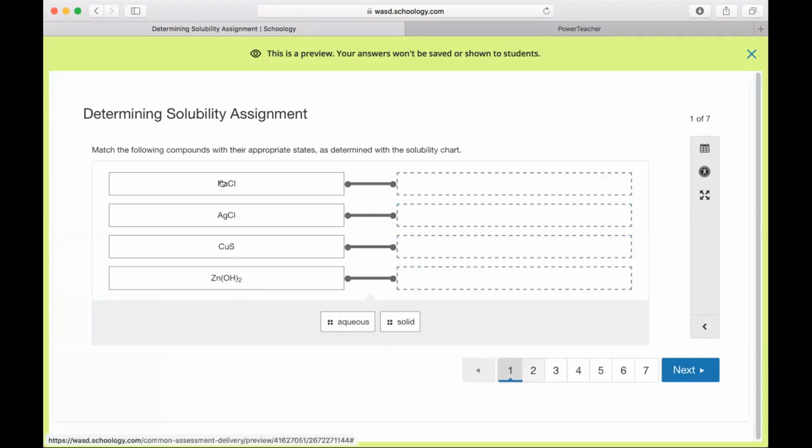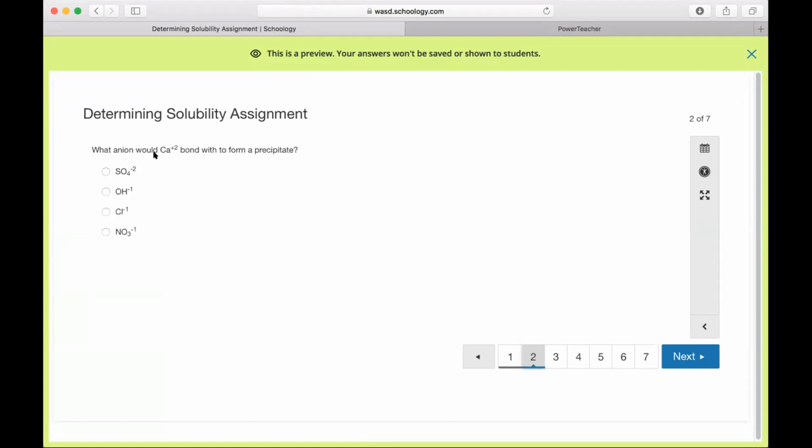And then other ones, which anion would calcium bond with to form a precipitate? So calcium 2+, which of these forms a solid? On the solubility chart, you look for calcium, you go across, and look to see is it sulfide, hydroxide, chloride, or nitride, and so on and so forth. So you shouldn't have too much trouble with that. All right. I know that was kind of a bunch of stuff, but that's the way the solubility chart works. It's kind of simple. It's another tool that you've got to have handy.